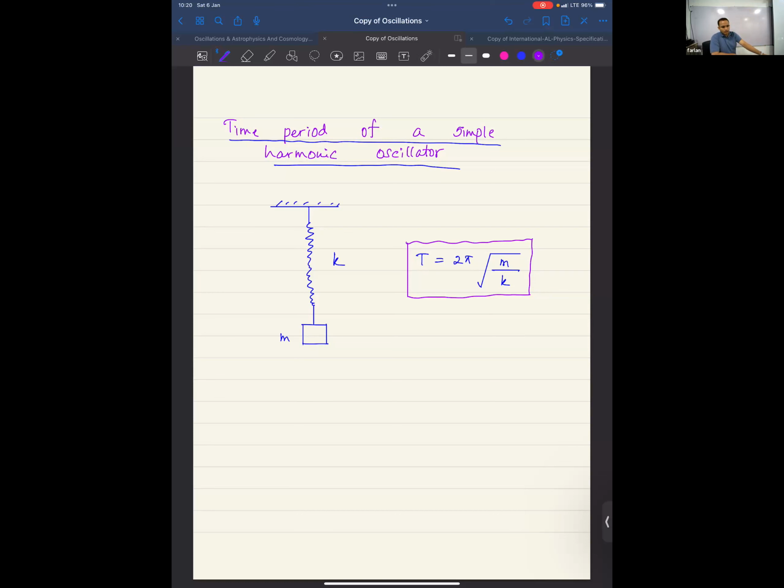Does that depend on the amplitude? No. Whether you move the object 1 centimeter down, 2 centimeters down, or 3 centimeters down, it doesn't matter. As long as it is a simple harmonic motion, its time period will be the same. It is given by 2 pi square root of M over K. It doesn't depend on the amplitude. It depends on the mass of the object and the spring constant. Take it down.